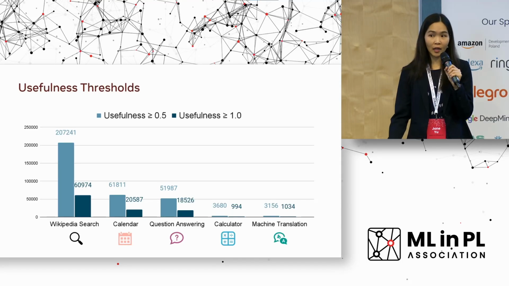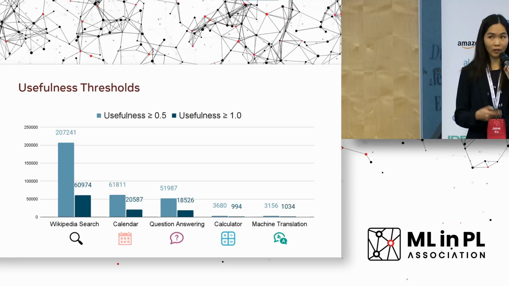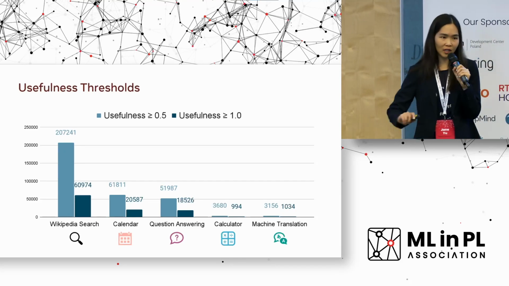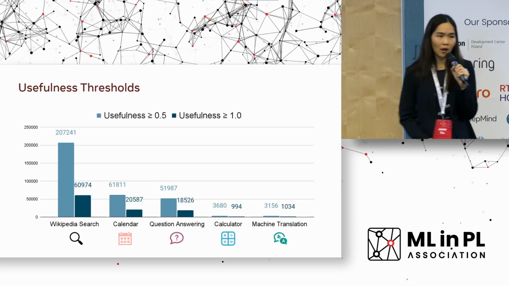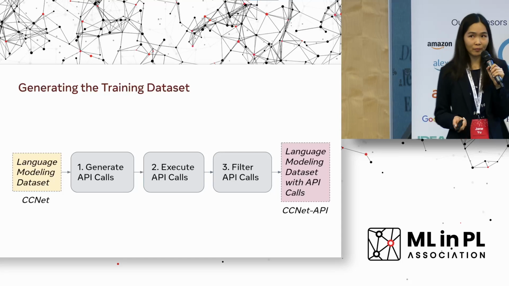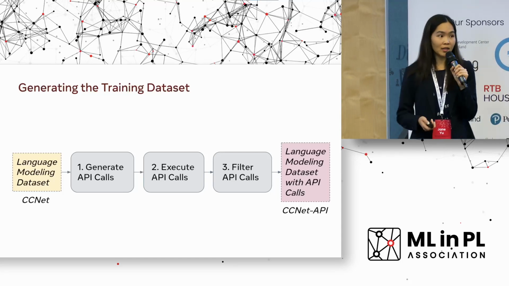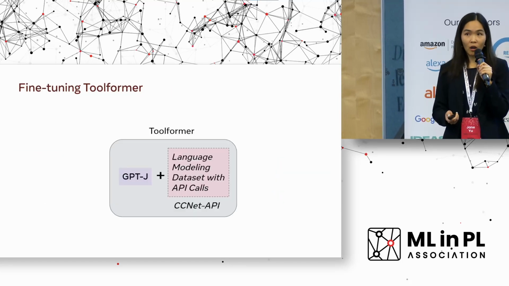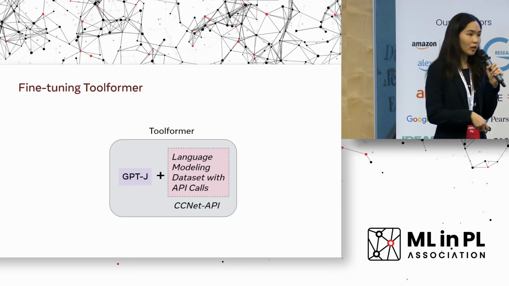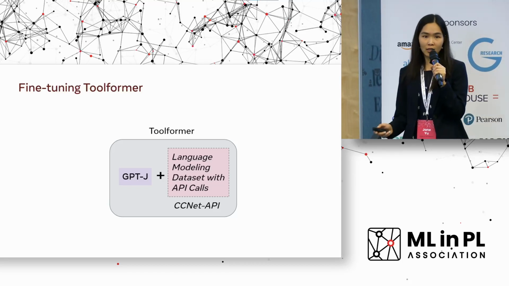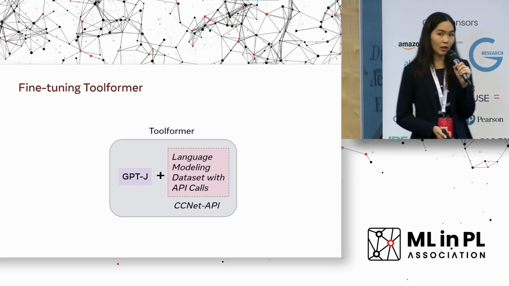So now we're going to take all the examples that we have left over that are useful API calls. We're going to combine them from the 5 tools. We're going to cap the number of examples per tool at 50,000. And this is the data set that I refer to as CCNet API. Now with this dataset CCNet API that has these augmented API calls, we're going to go back, take that base model GPTJ, and further fine-tune it on our new data set. And this is the model that I refer to as Toolformer.